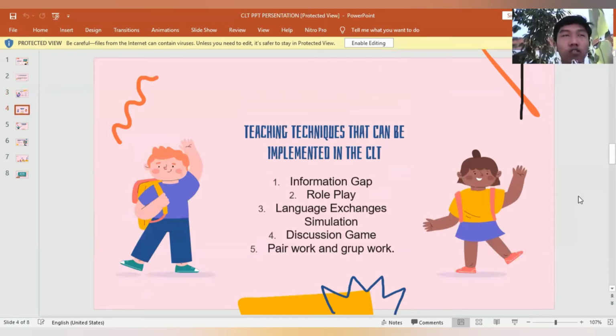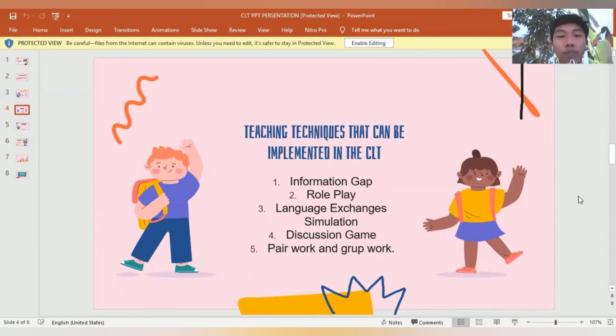As a teacher teaching communicative language teaching, we have to provide a method that makes students in this modern era feel enjoyment when they learn. Okay, the first is information gap. These techniques prioritize more on elements of play while learning. The goal is that students don't get bored quickly.